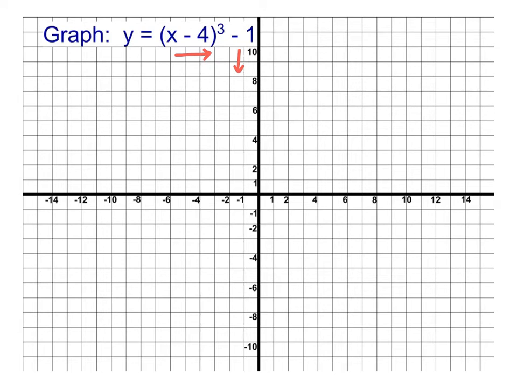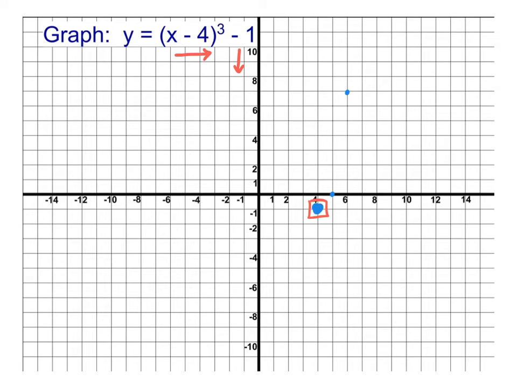So the very first thing we're going to do is we're going to go right 4 and down 1 and plot a point right there. That is our starting point. That is the all-important point. So now, once we've done that point, we now just go back to our parent function and put in all the same points, just starting at that point instead of starting at 0, 0. And so I go over 1 and up 1, and I go over 2, and I go up 8.